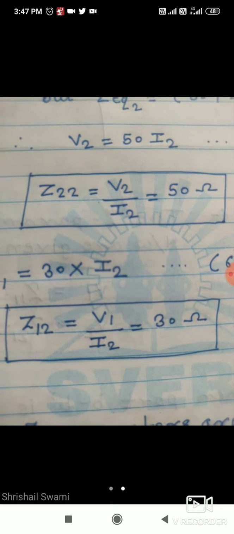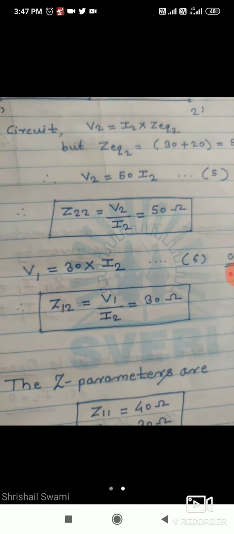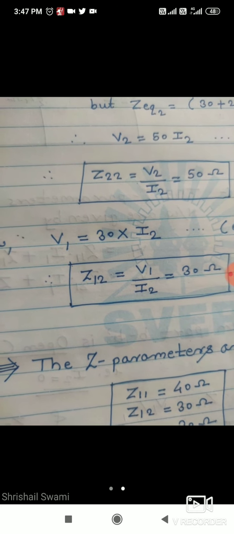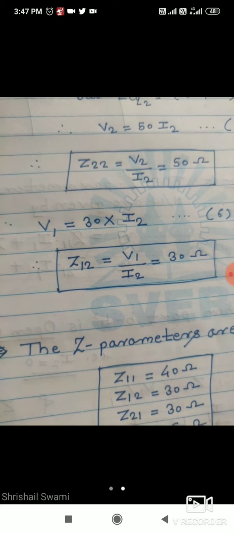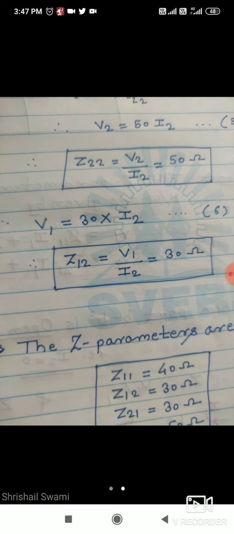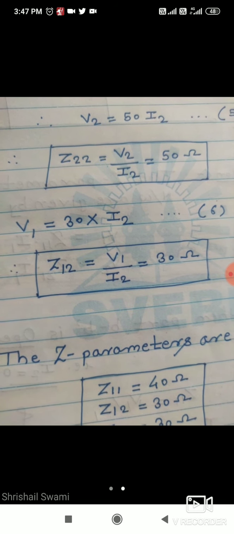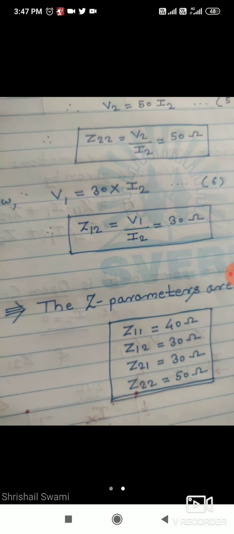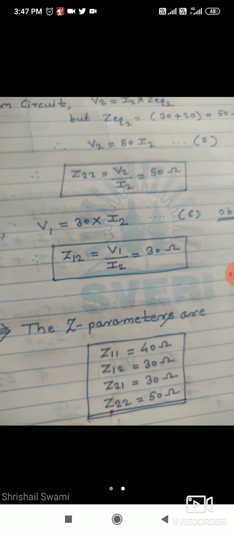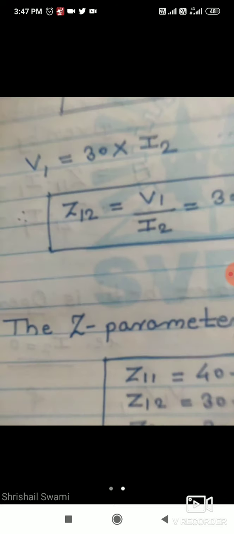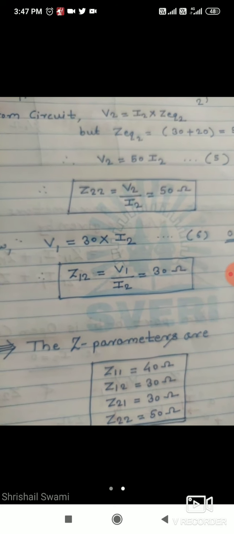So that's why I have written here V1 is equal to 30 into I2. Give it equation number 6 according to Ohm's law or observation. So V1 is equal to 30 into I2. Make it V1 divided by I2. V1 divided by I2 is nothing but Z12. So Z12 is equal to V1 upon I2, which is equal to 30 ohm. In this way, we got all the parameters of the two-port network. That is, we got the Z parameters.